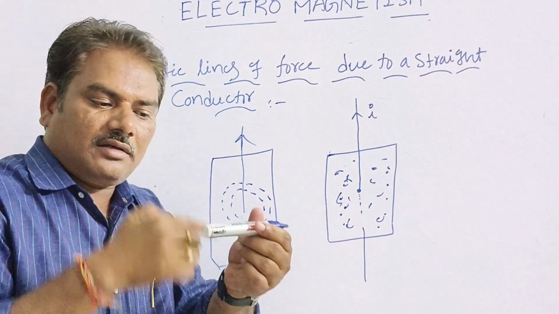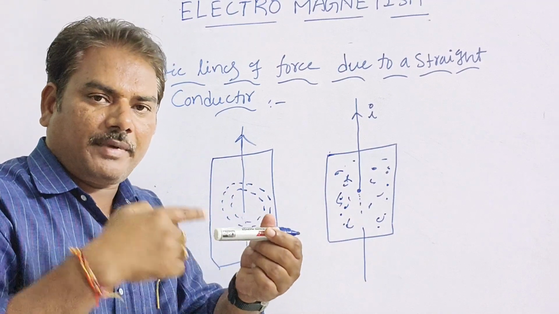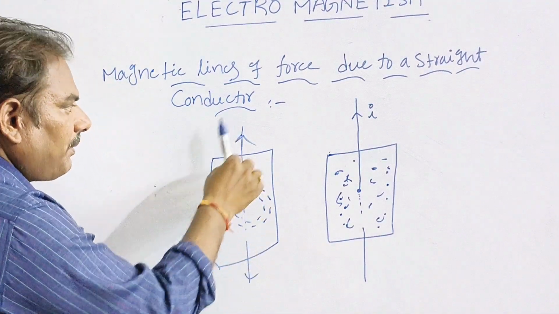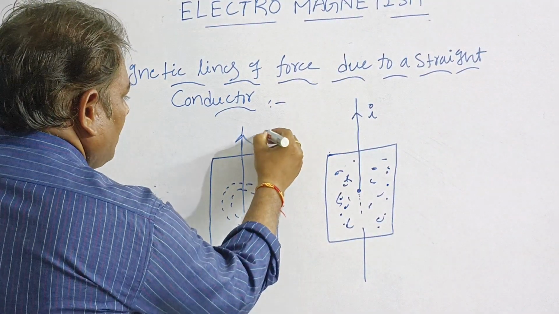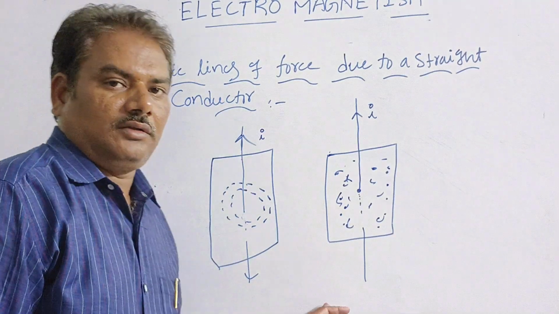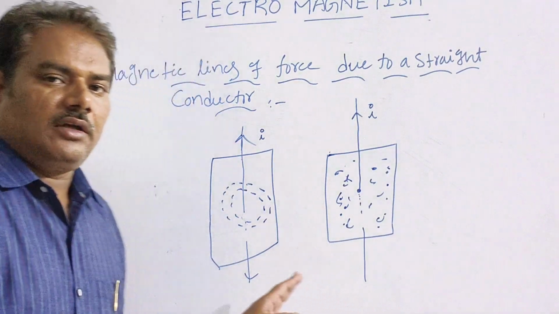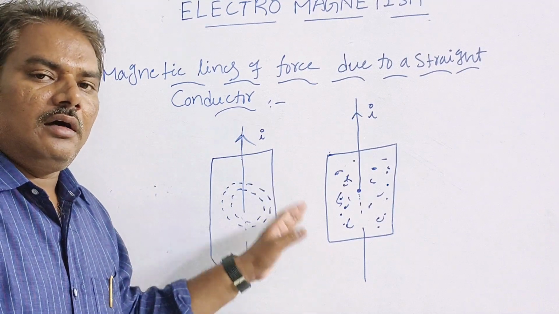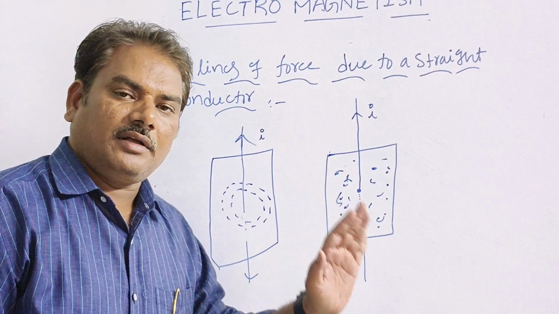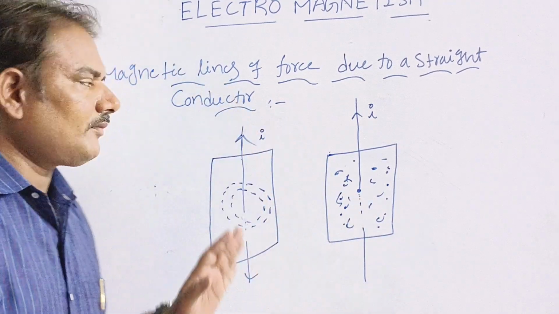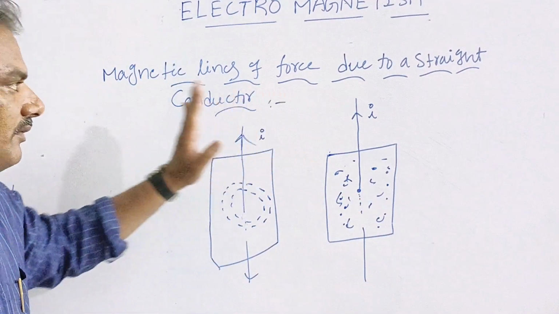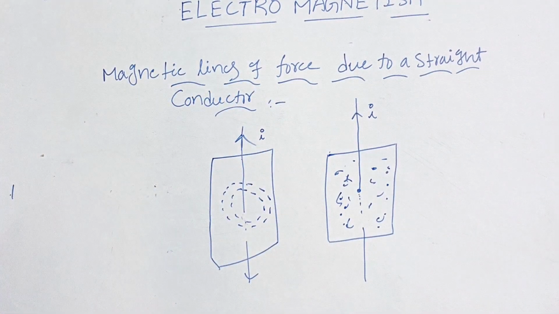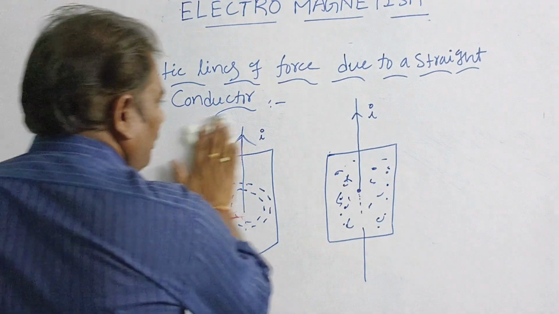These concentric circles are perpendicular to the current. Simple. So finally we concluded that the current and the magnetic field are always perpendicular to each other. This is the magnetic lines of force due to the straight conductor. Next.